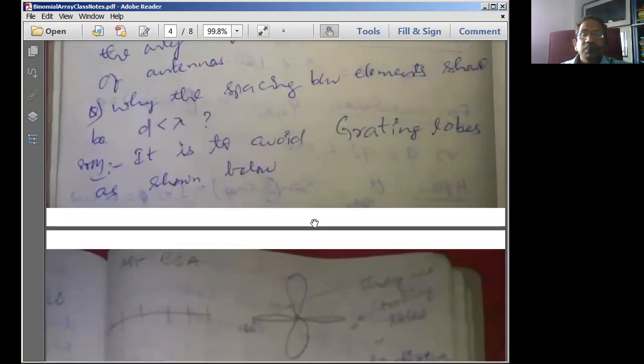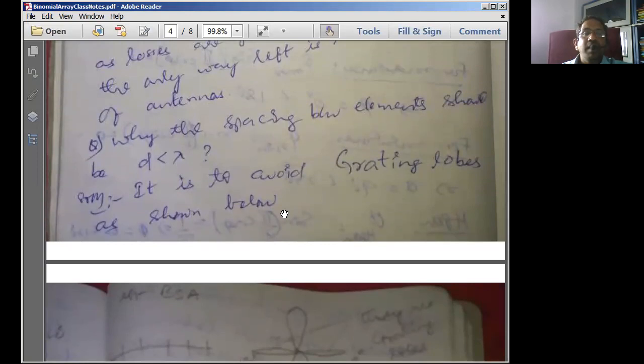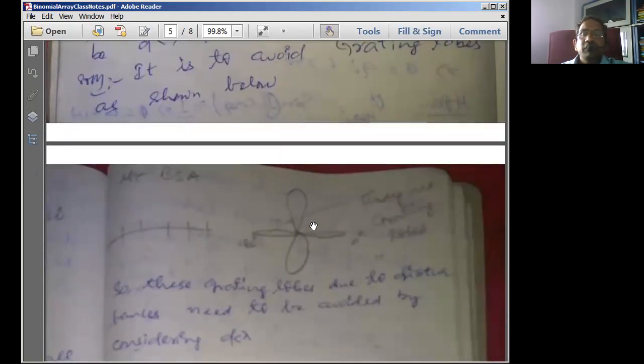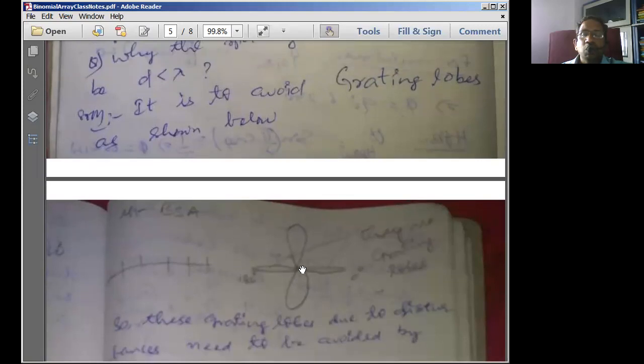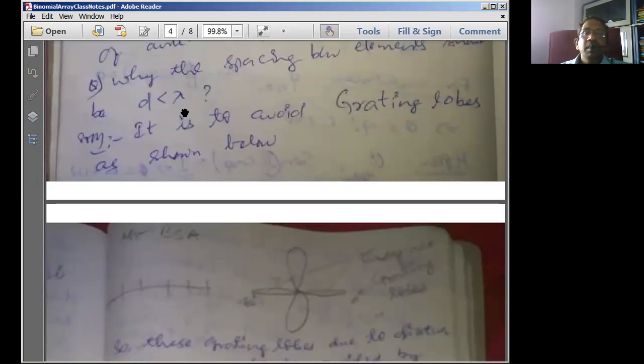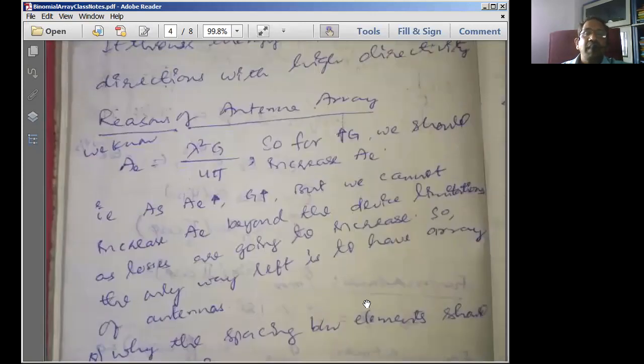Now there is one more question that is asked in the exam for 2 marks. Why should the spacing between the antenna elements be d less than lambda? If the spacing between the two antennas is more than lambda, the radiation we get has grating loops. These loops are known as grating loops, which are unwanted loops. So to avoid these grating loops, the distance between the two antennas should compulsorily be less than lambda. This is a very common question that we have here.